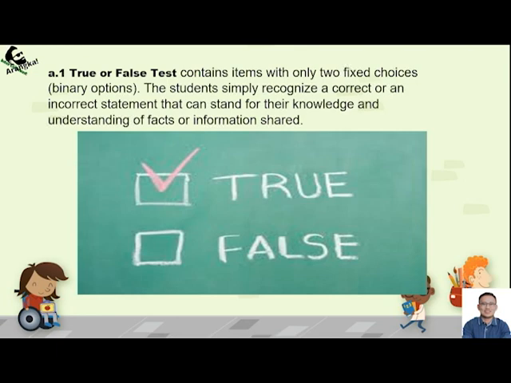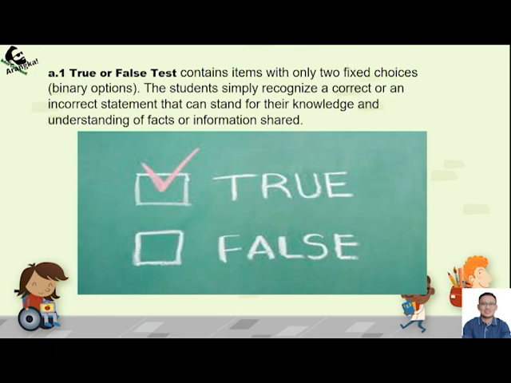The next one is true or false test. It contains items with only two fixed choices. Binary options, so to speak. So true or false, the other term is binary options. So yes or no, true or false, they are binary options. Also left or right, up and down. If you give a test and you are asking and giving only two options, then that is binary options.